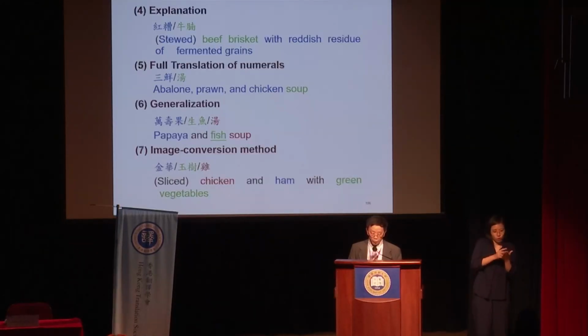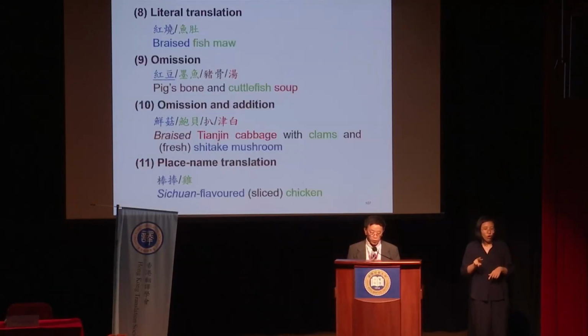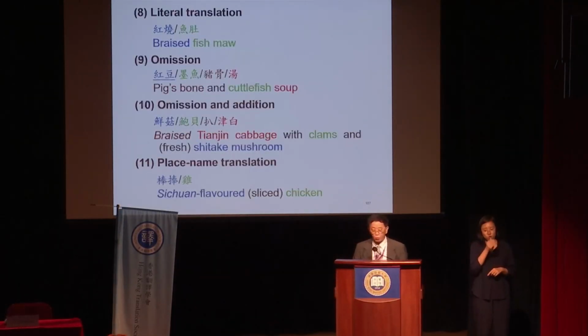We often have this 金华入素鸡. What does it mean then? It means chicken with ham and green vegetable. 金华 means ham, but 玉素 means green vegetable. So we can also translate something literally. Say 红烧鱼肚 would be braised fish maw, and then you can also omit something. Say 红豆墨鱼猪骨汤. We simply say cuttlefish soup without mentioning 红豆.